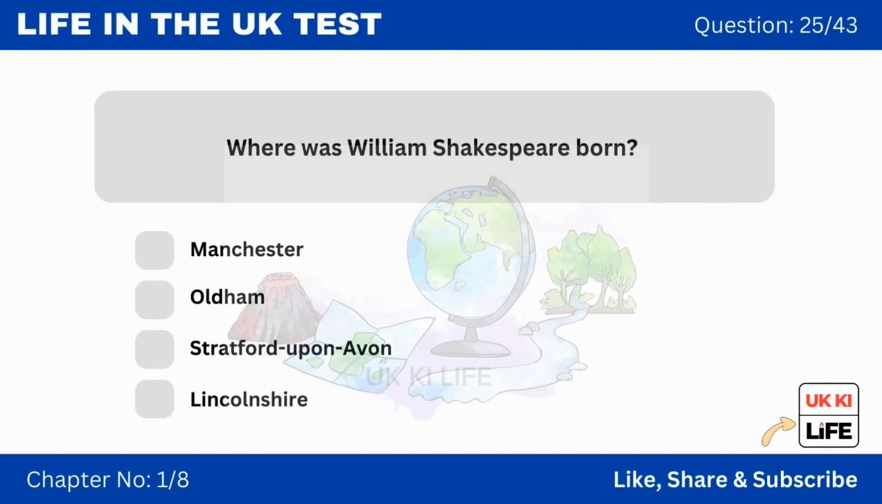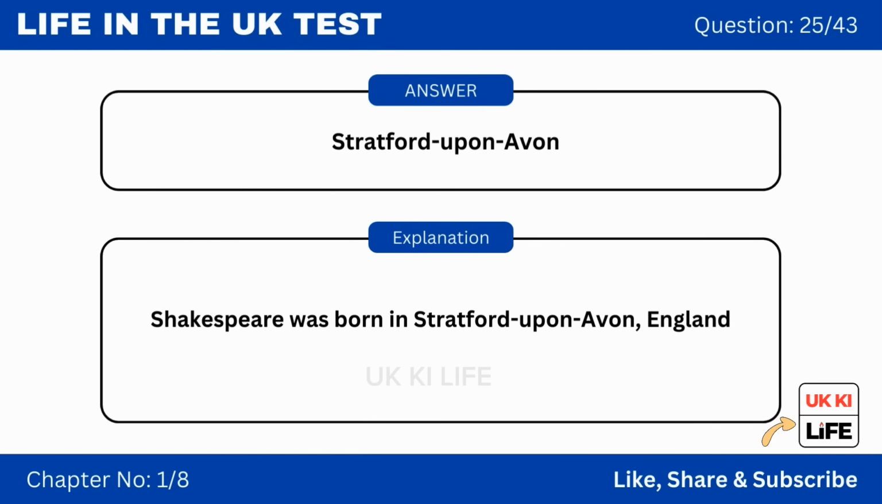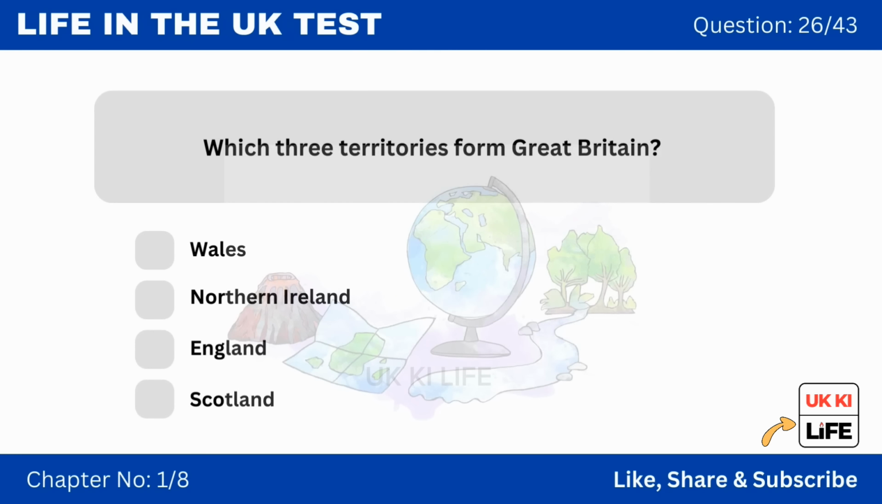The correct option is C. Explanation: Shakespeare was born in Stratford-upon-Avon, England. Question 26. Which three territories form Great Britain? Wales, Northern Ireland, England, Scotland.